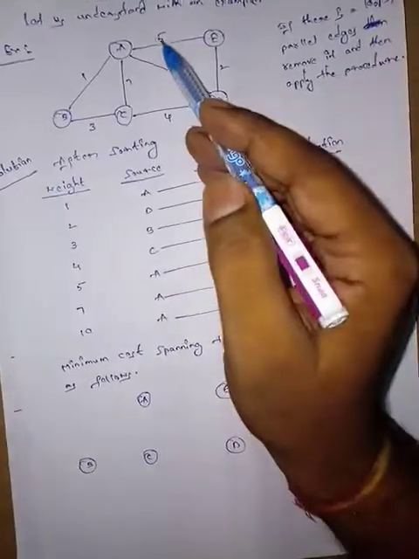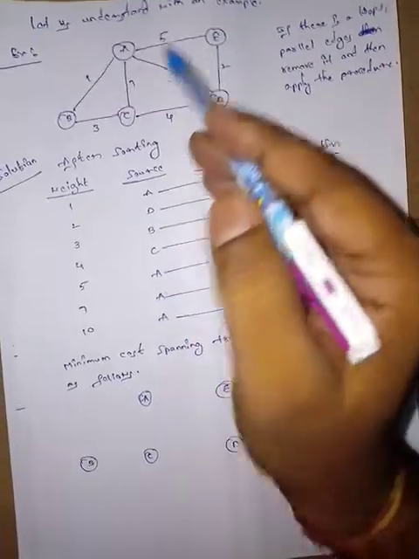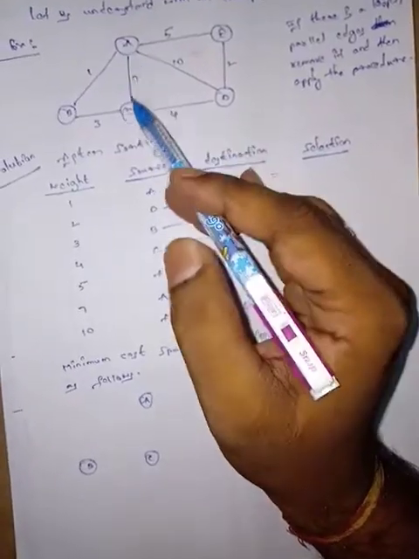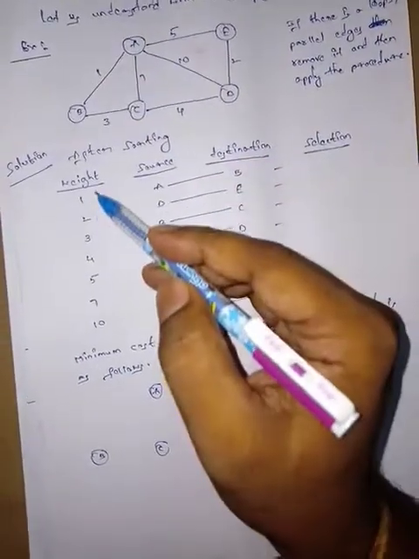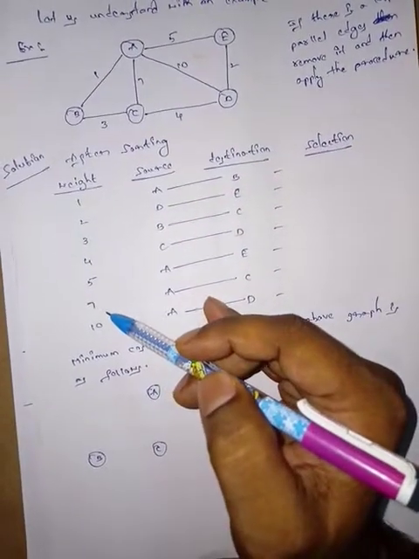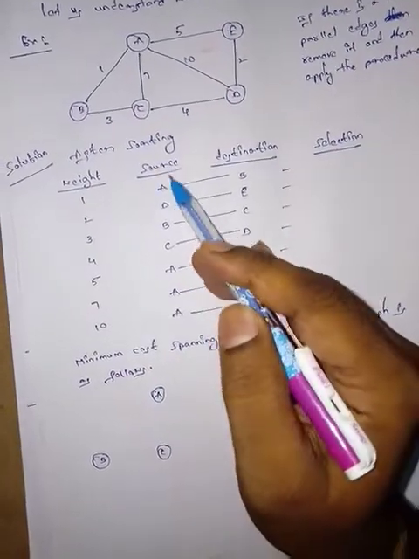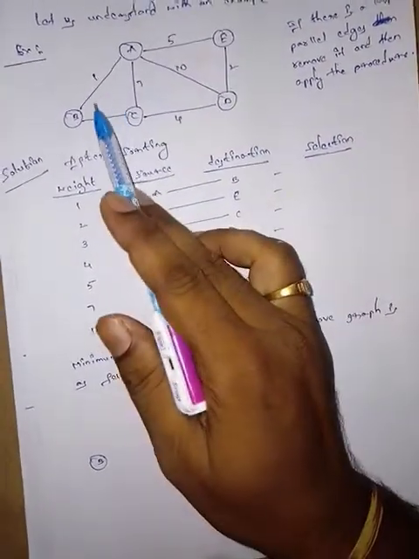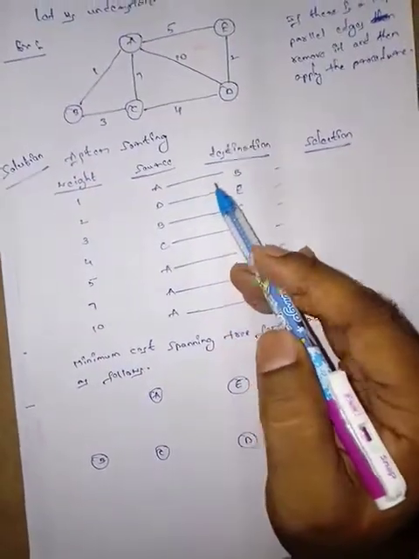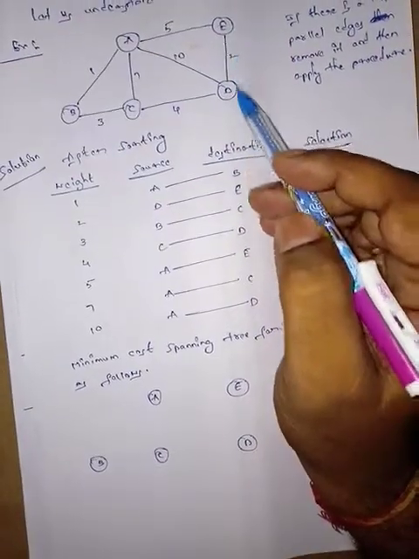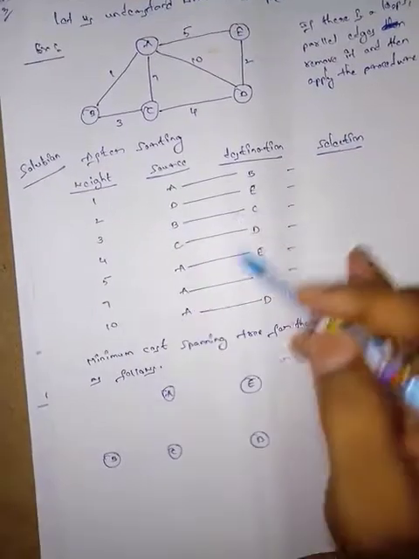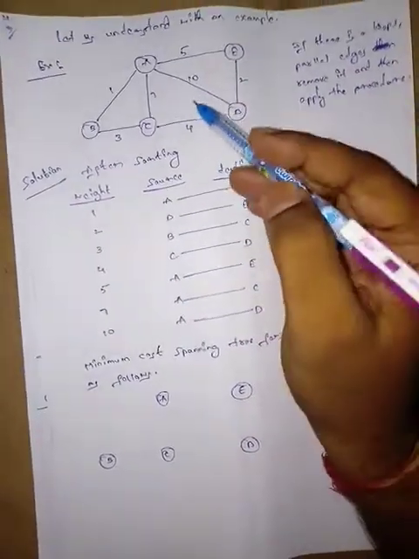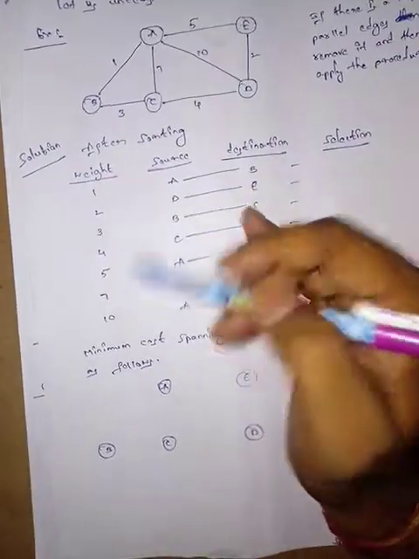The next minimum cost is 5, A to E. The next is 7, A to C. The next is 10, A to D. Like this, I am placing the weights in increasing order along with their vertices: 1, A to B; next 2, D to E. In this way I am placing all the edge costs in increasing order.